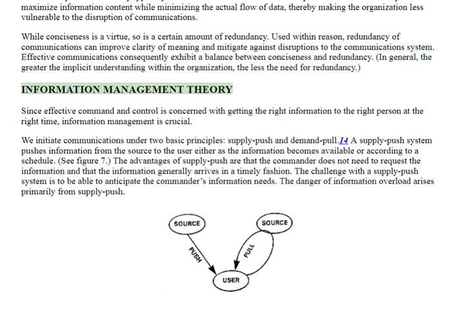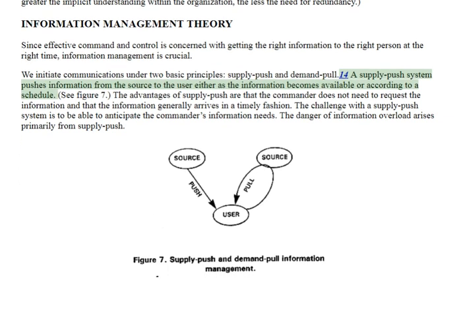Information management theory. Since effective command and control is concerned with getting the right information to the right person at the right time, information management is crucial. We initiate communications under two basic principles: supply push and demand pull. 14. The supply push system pushes information from the source to the user, either as the information becomes available or according to a schedule. See Figure 7. The advantages of supply push are that the commander does not need to request the information and that the information generally arrives in a timely fashion.